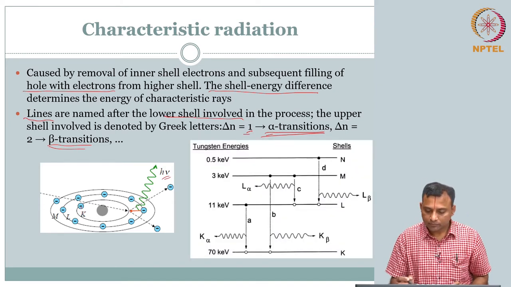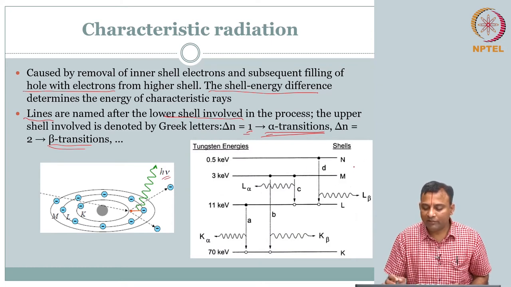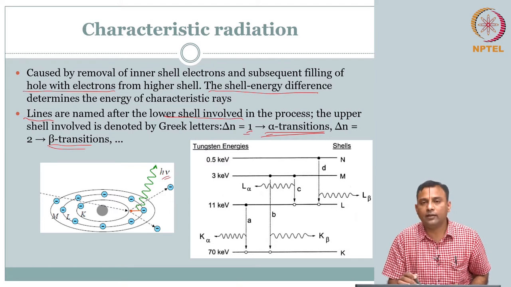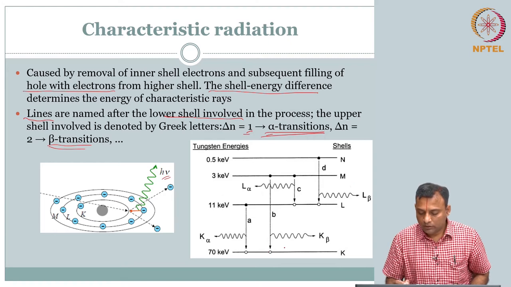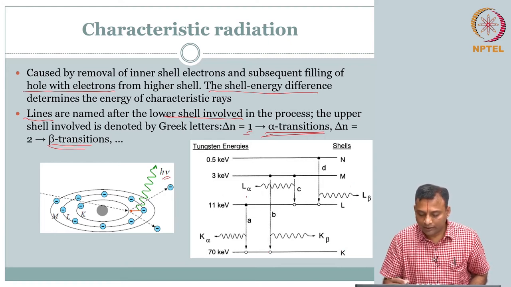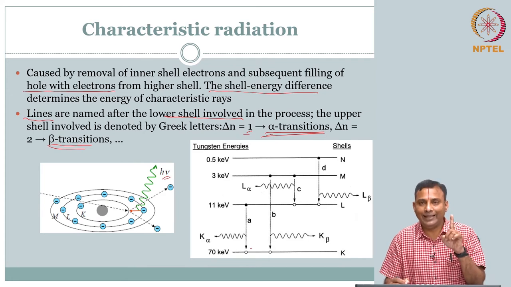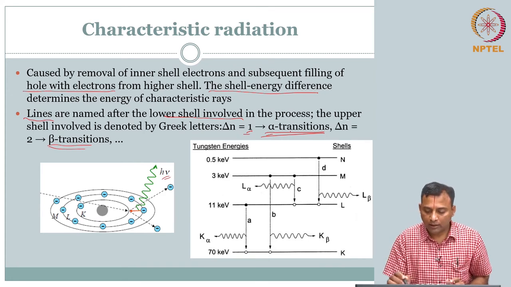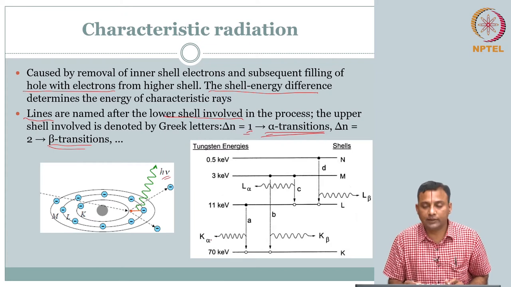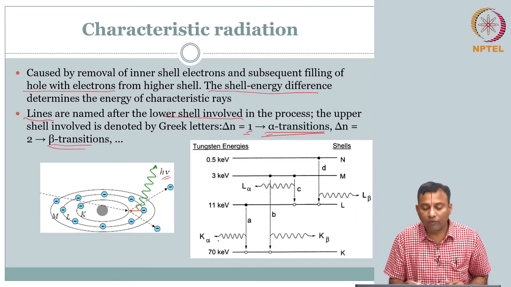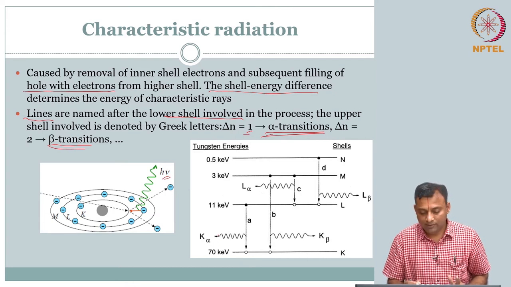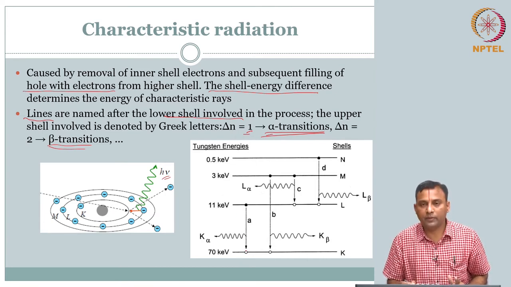So, let us see some energy levels. That is why I said for tungsten, all these are known, right? Each shell, what could be. So, this is your K. This is your L. If you are transitioning from L to K, you are having one jump, delta N equal to 1, which is an alpha transition. And you are using the lower shell involved, so K. So, K alpha. If you say K alpha, then you know you are transitioning from here to here.